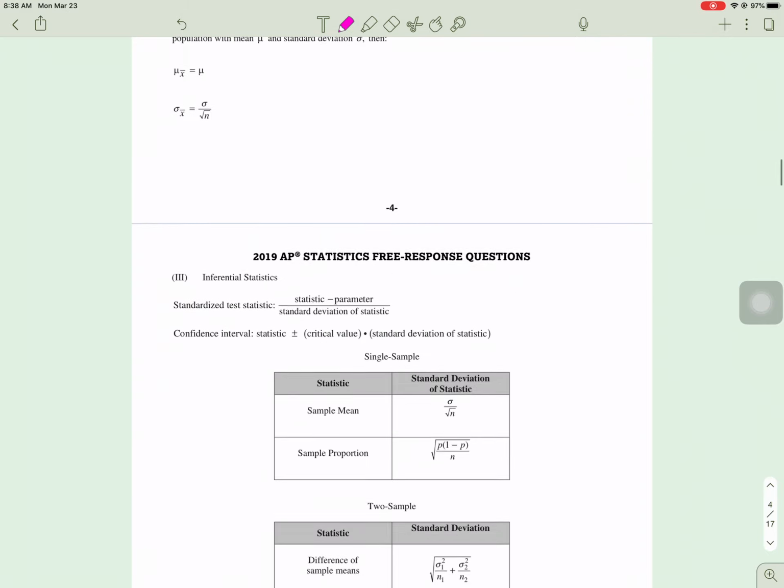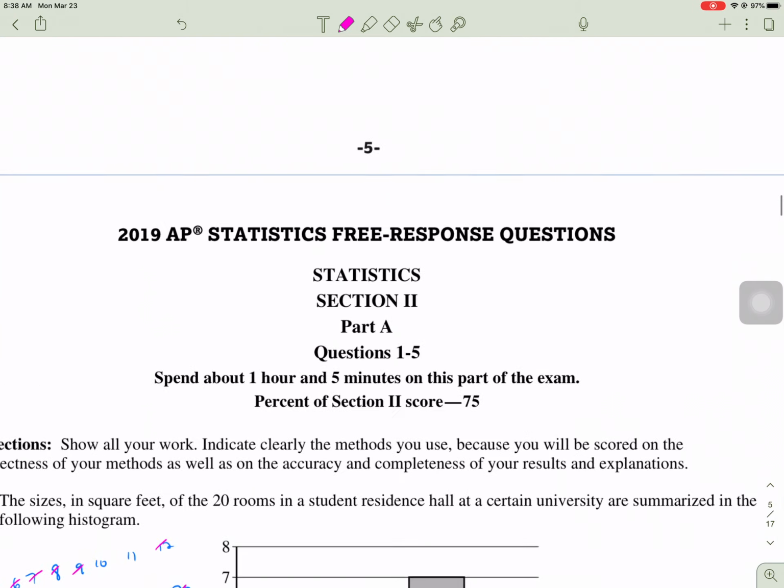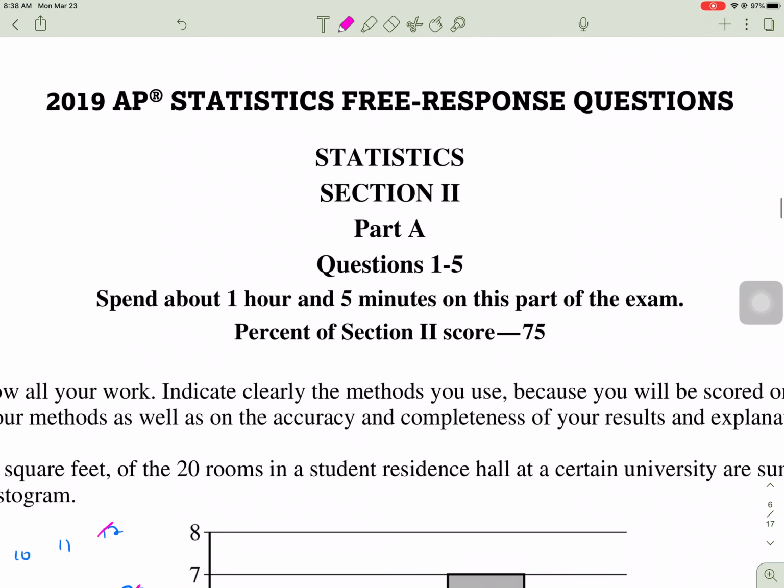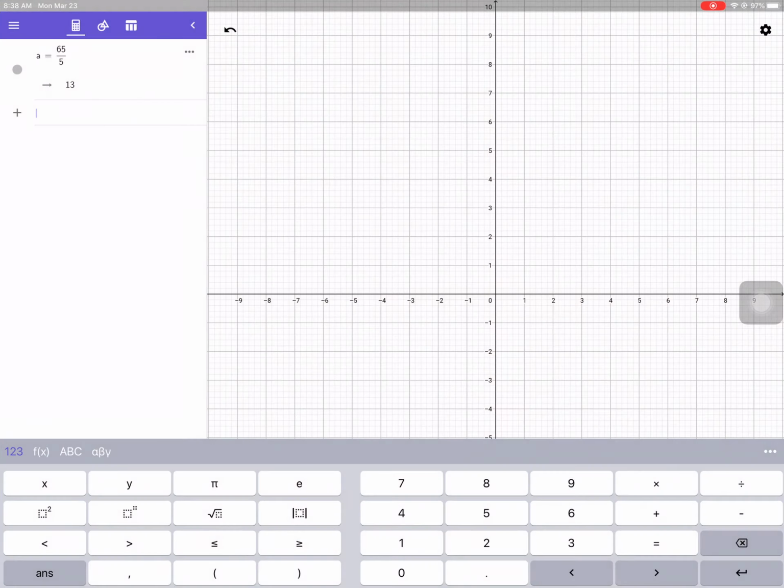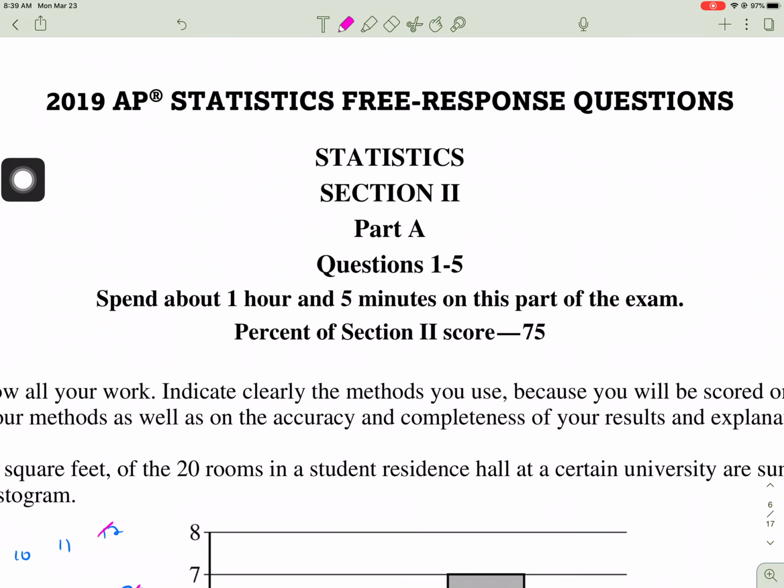Because they tell us at the top of the first question that we're supposed to have an hour and 5 minutes for the first 5 questions. So an hour and 5 minutes for the first 5 questions, 13 minutes per question. So anticipate 3 of them, that would be fair. Now, some take longer than others. For example, this first problem here might take you 10 minutes.